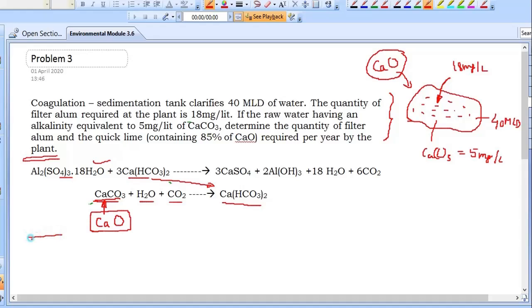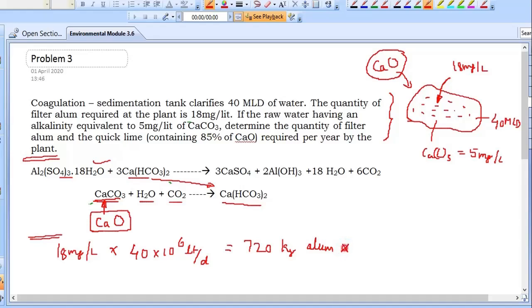The first question is somewhat very easy. The quantity of filter alum they want, and the dosage is given as 18 mg per liter. 18 mg per liter it is, and total how many liters are there? 40 into 10 raised to 6 liters per day. Therefore the answer will be 720 kg alum. This is per day.